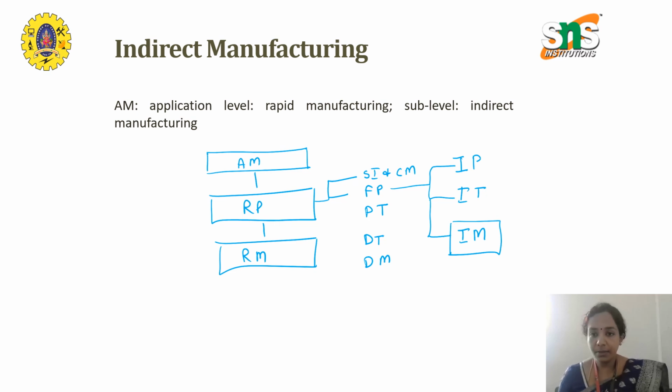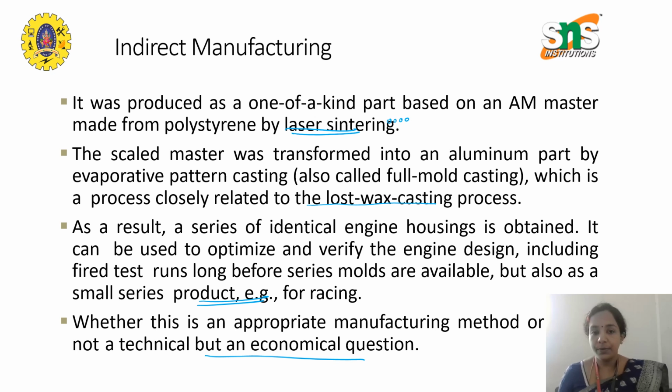So this is a simple sketch of additive manufacturing application level. It was produced as one of the important parts based on the additive manufacturing master from polystyrene by laser sintering. So laser sintering is one of the processes performed in indirect manufacturing. The scaled master was transformed into an aluminum part by evaporative pattern casting, also called full mold casting, which is a process closely related to the lost wax casting process.